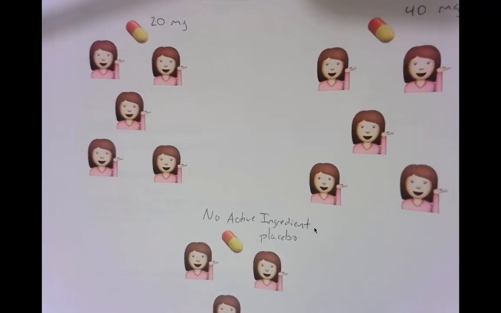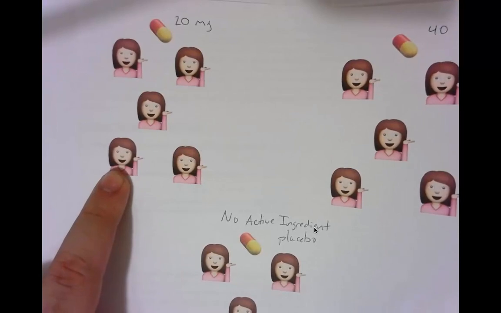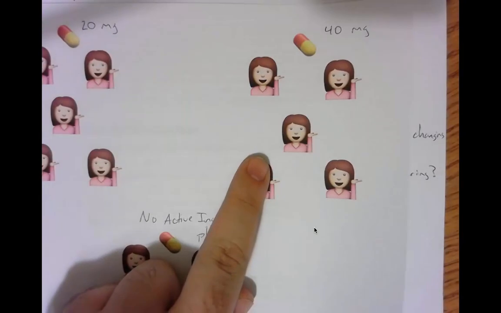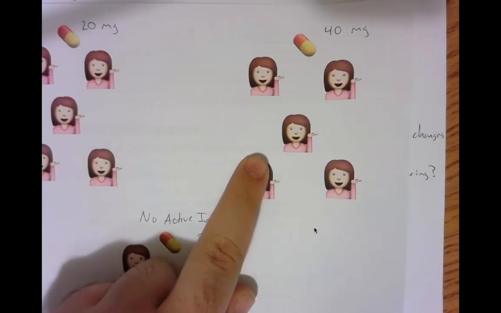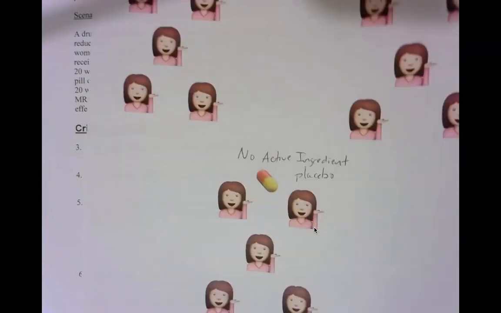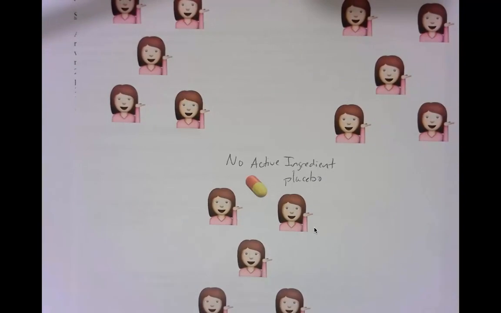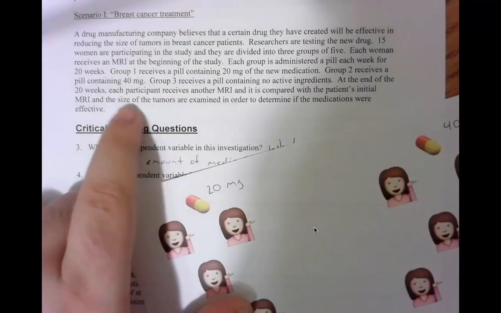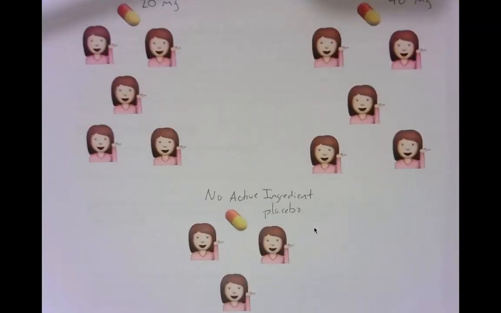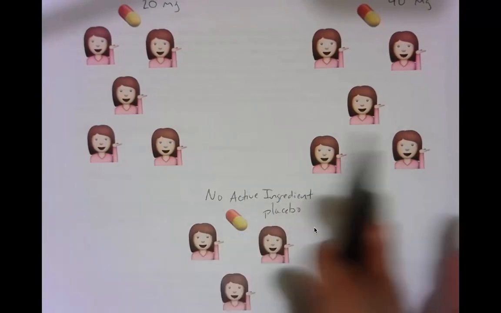So there's 3 groups of 5 women. In the first group, we have 5 women that are taking 20 milligrams of a breast cancer treatment. In group number 2, there are 5 women taking 40 milligrams. In group number 3, there are 5 women taking a placebo that has no active ingredients whatsoever. They're taking these pills for 20 weeks. And then at the end of the 20 weeks, they are going to measure the size of the tumors to see if the medicine had any effect, and if the dosage mattered.